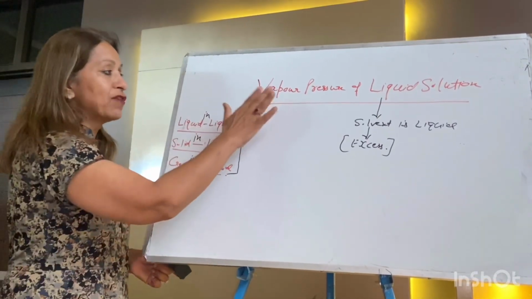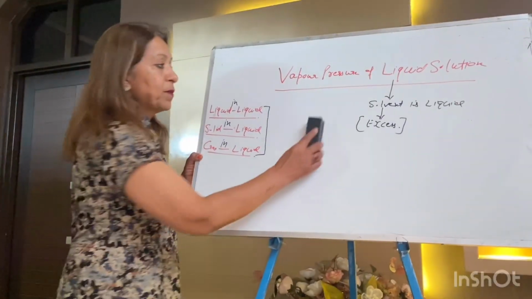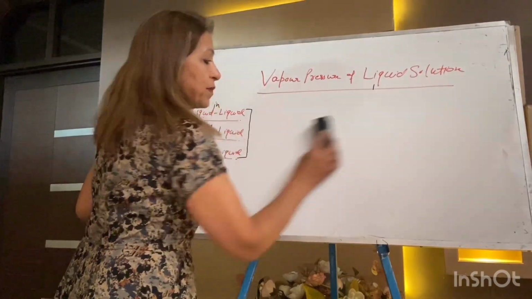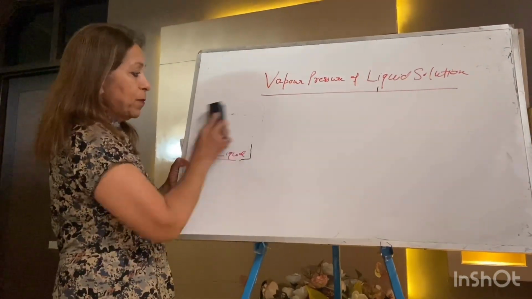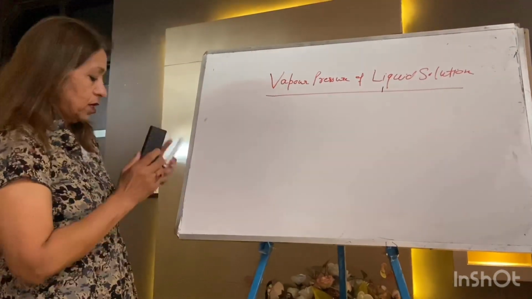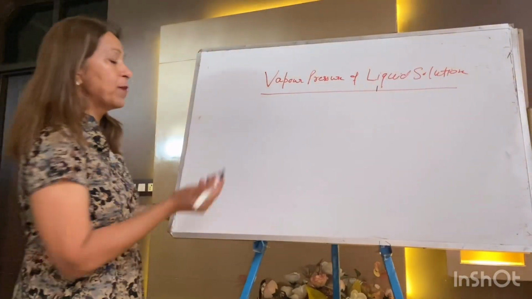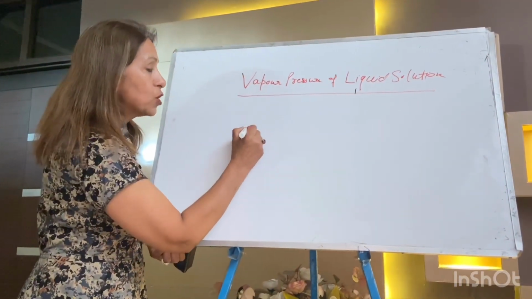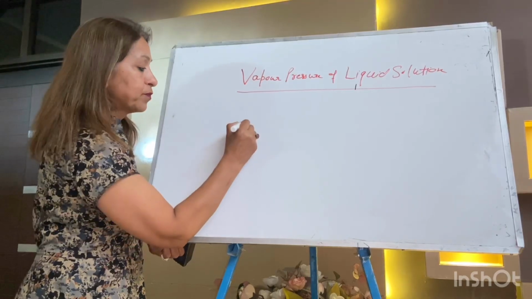Now today we will take vapor pressure. Vapor pressure is a pressure. Vapor pressure is the pressure, you can write down, exerted by vapors on the liquid surface at equilibrium.